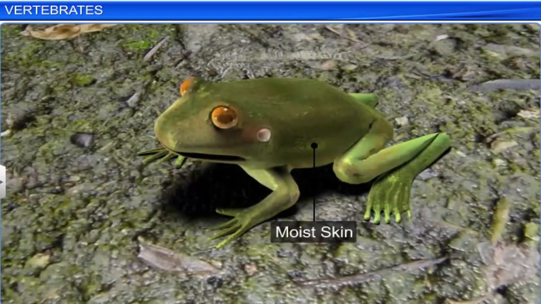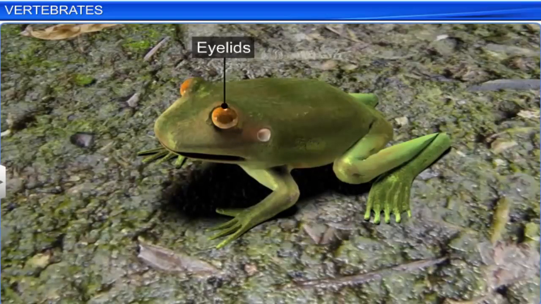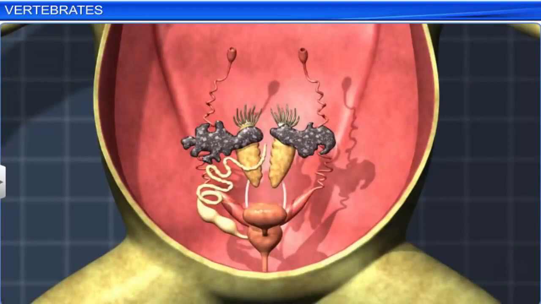Their skin is always moist and lacks scales. Their eyes are covered by eyelids. Behind the eyes is a pair of tympanum, which represents the ears. In amphibians, the alimentary canal and urinary and reproductive tracts open into a common chamber called the cloaca, which opens to the exterior.